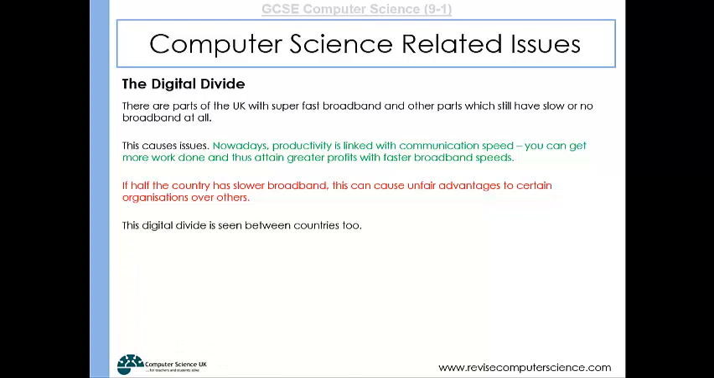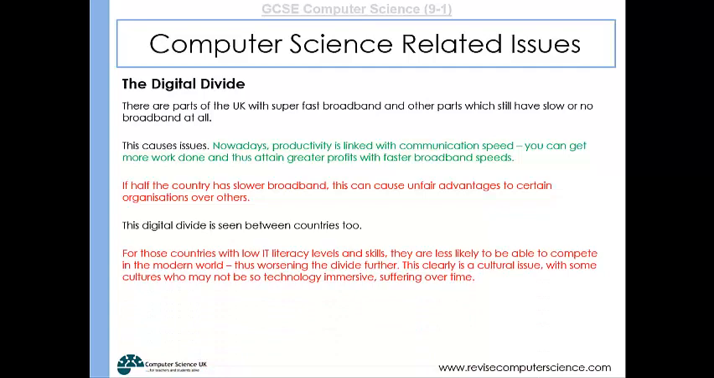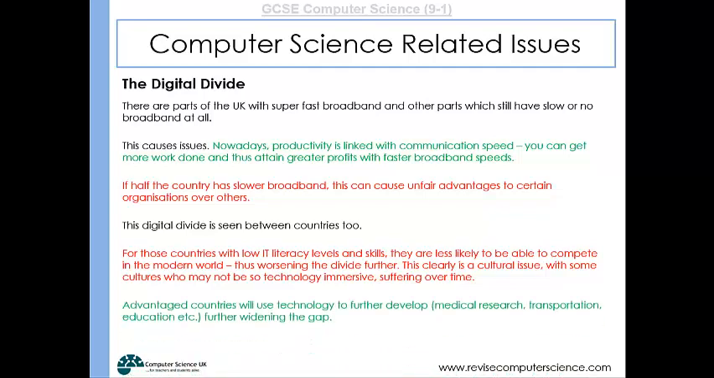And this digital divide is seen between countries too. For those countries with low IT literacy levels and skills, they're less likely to be able to compete in the modern world, thus worsening the divide further. This clearly is a cultural issue, with some cultures who may not be so technology immersive suffering over time. Advantaged countries will use technology to further develop, so medical research, transportation, education, further widening the gap.